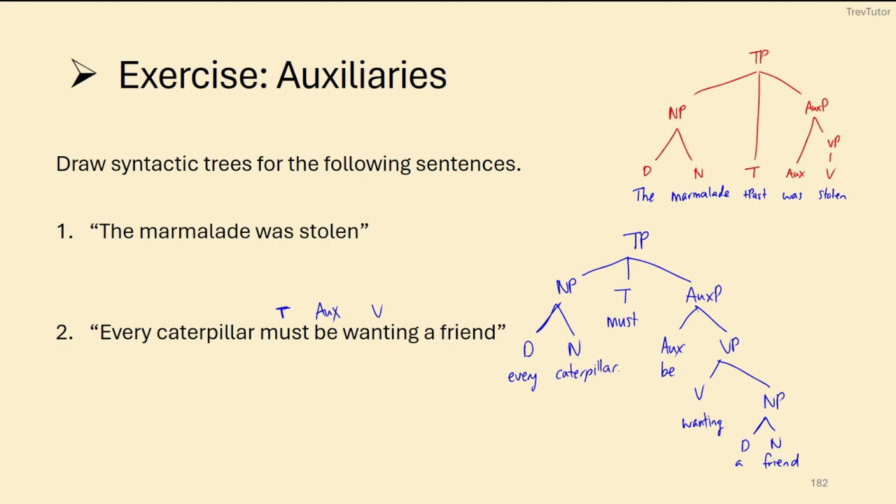So that's how we can draw trees with auxiliaries in them. That's not too bad once you get a little bit of practice.